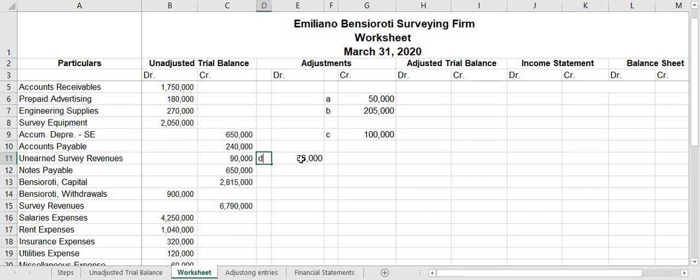That's letter D. Ayan. The corresponding credit is of course survey revenue. Since may survey revenue na tayo na account sa ating unadjusted trial balance, so no need to add another account. You just directly put the amount of the said adjustment, that's credit ka ng 36,000 survey revenue. Since sa ating adjustment, naka-credit siya. Of course, huwag kalimutan again si letter D.